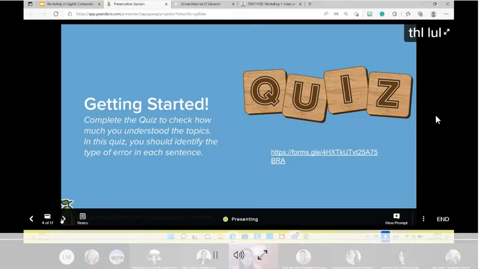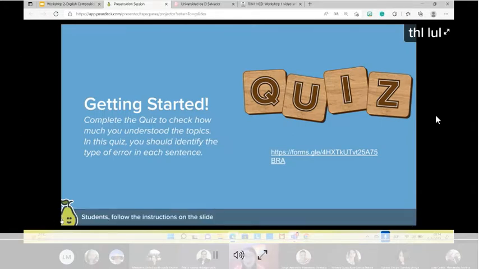So let's move on. And this is the getting started. We are going to complete a quiz. So we are going to check how much you have understood the topics. I know that you have been working a lot on tests, but it is important to make sure that you know the basics on how to write sentences, on what type of sentences we have in English, because this is the main material that you are going to need in order to write paragraphs and later on essays.